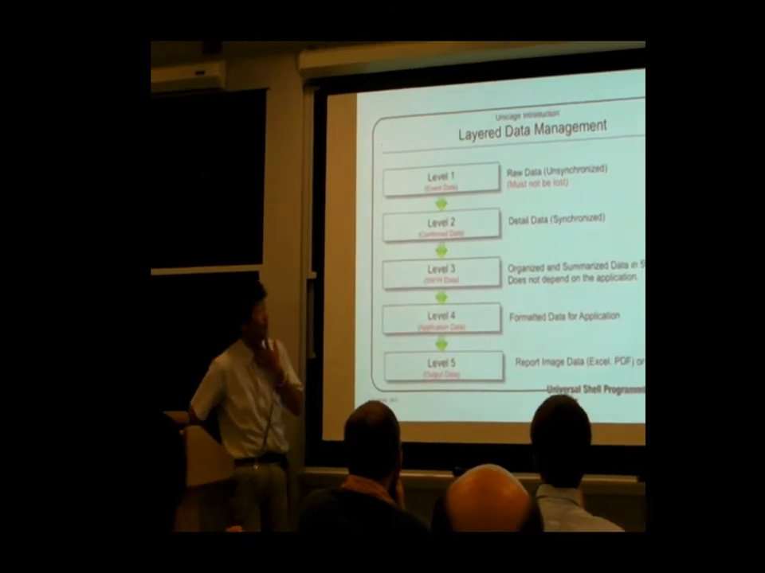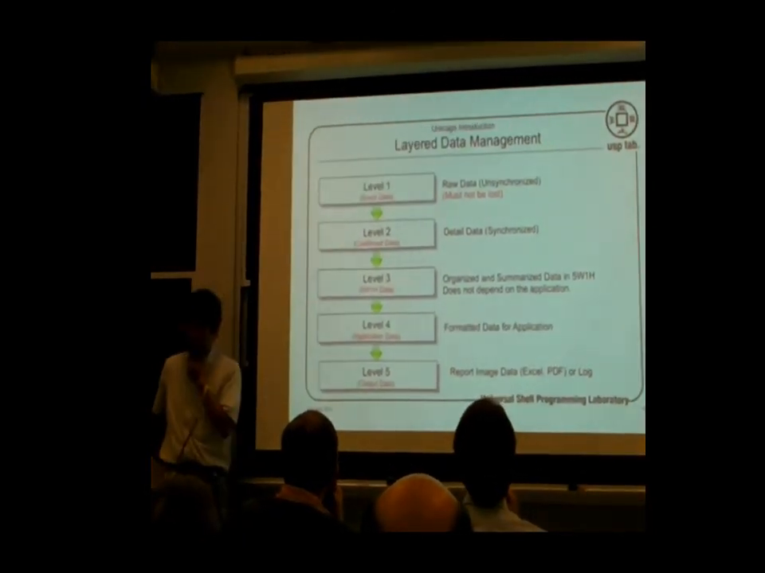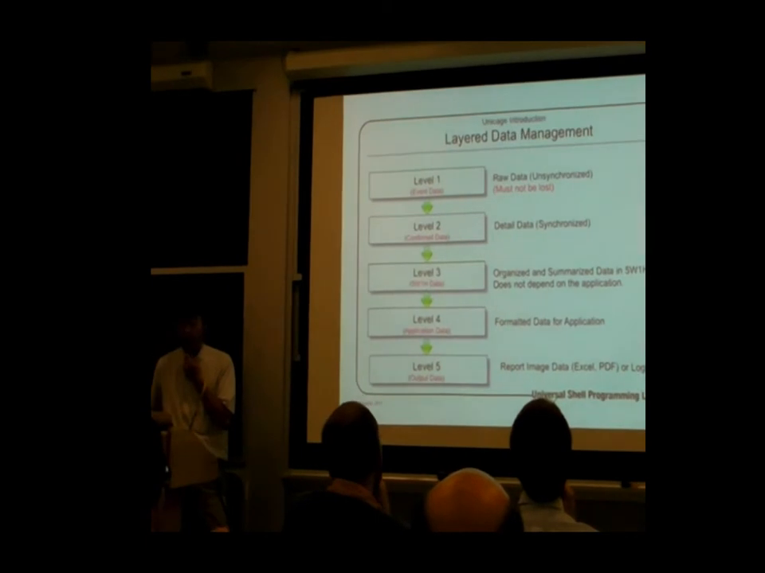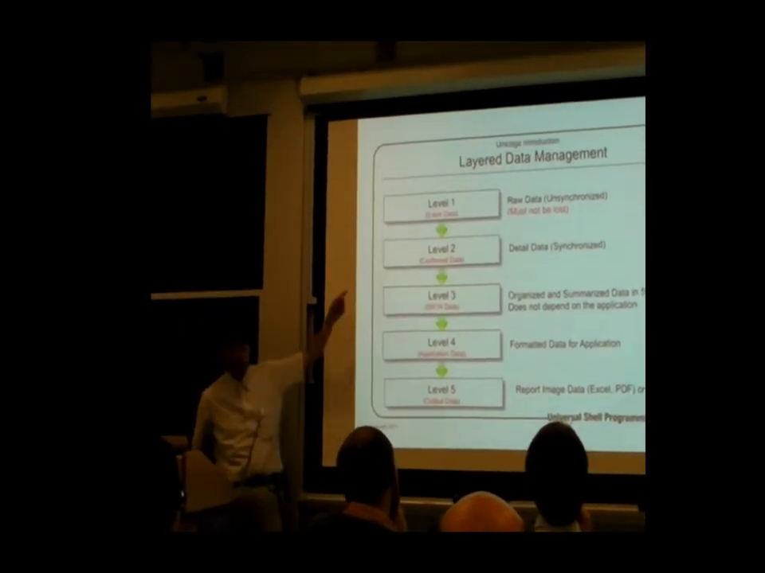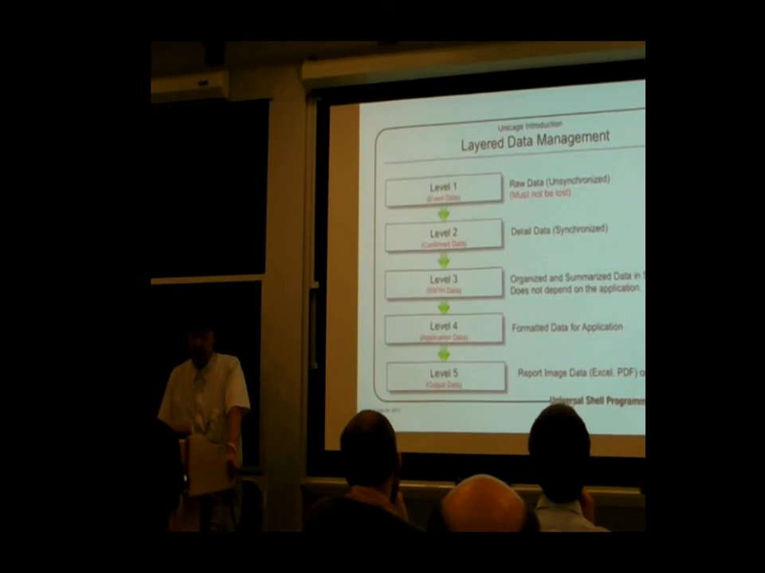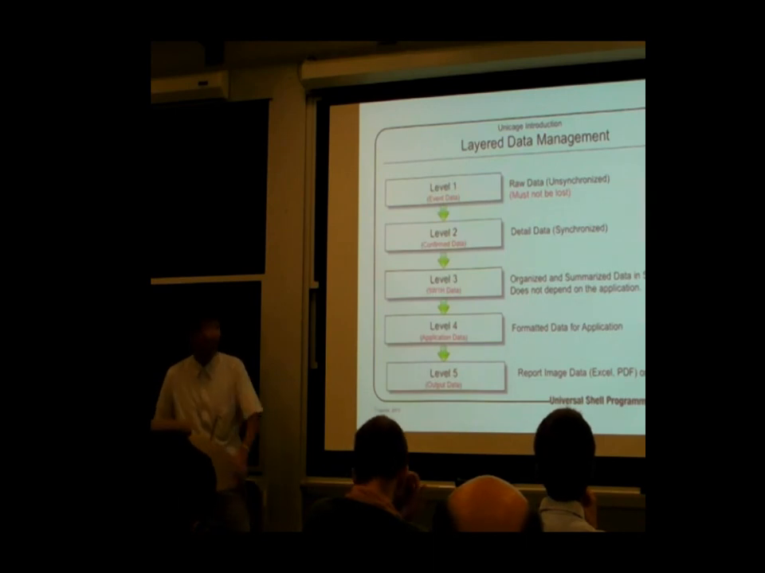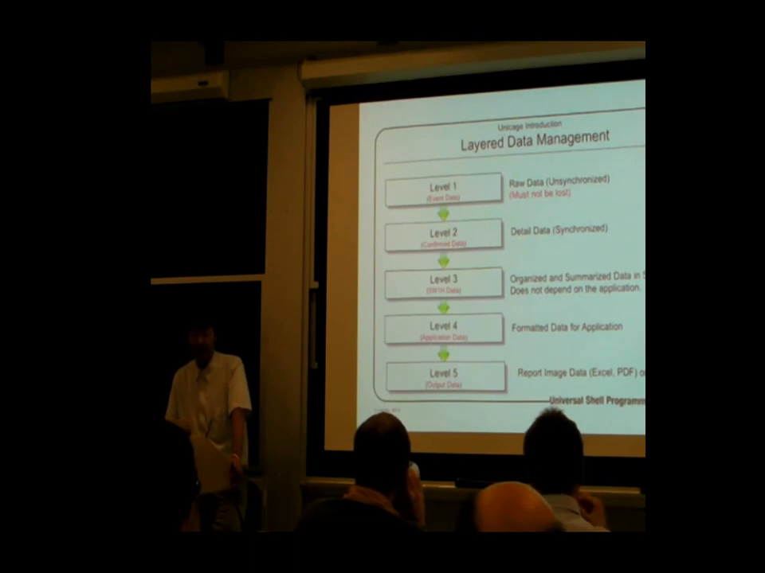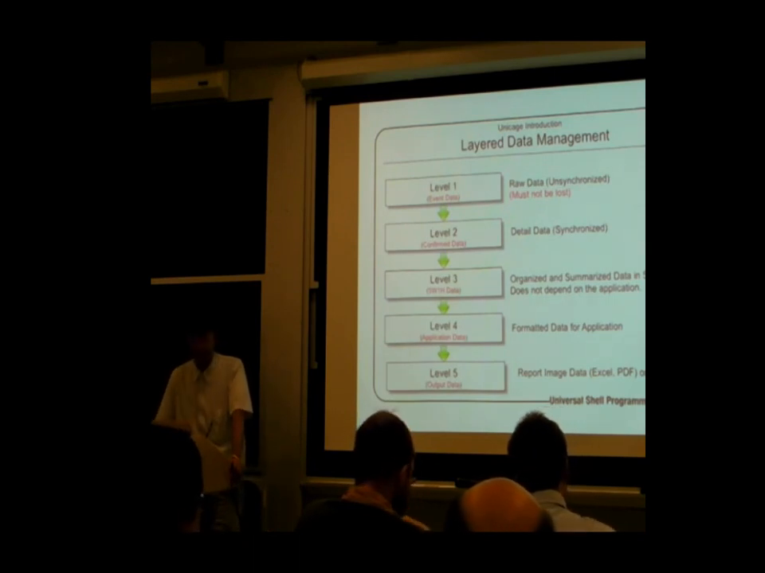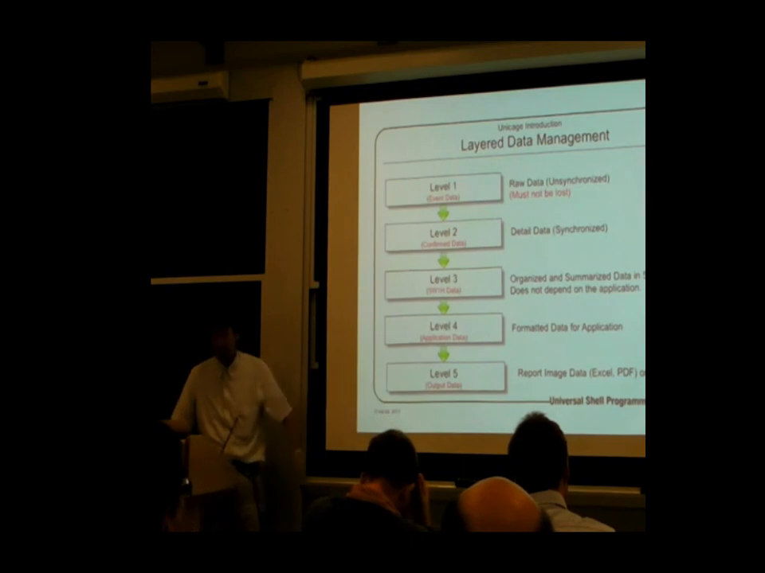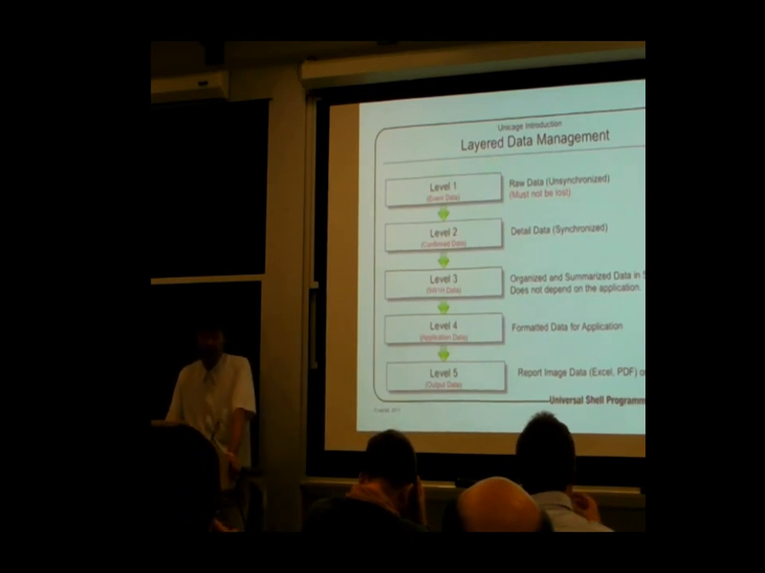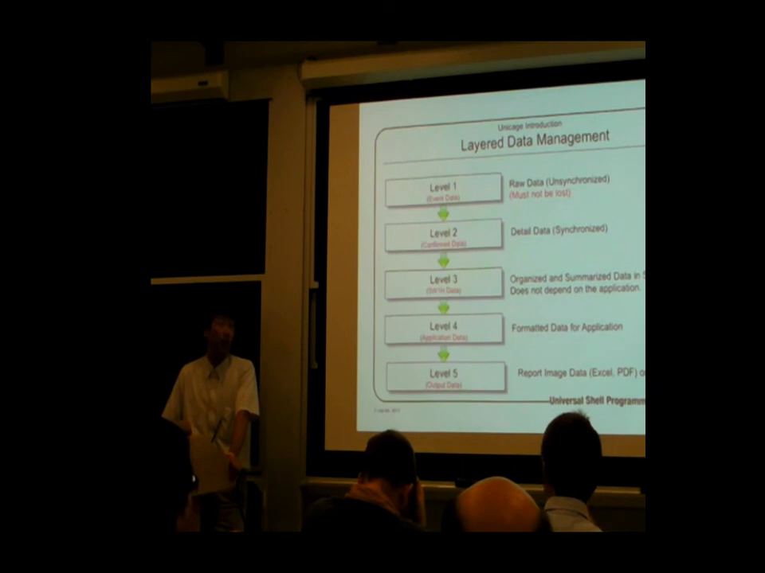And so, back to the data organization. In levels 1 to 3, data is organized, collected, and stored completely independently from the application. In level 4, data is specifically arranged for each application. And level 5 is output data from each application, for example logs or data for other systems and so on.